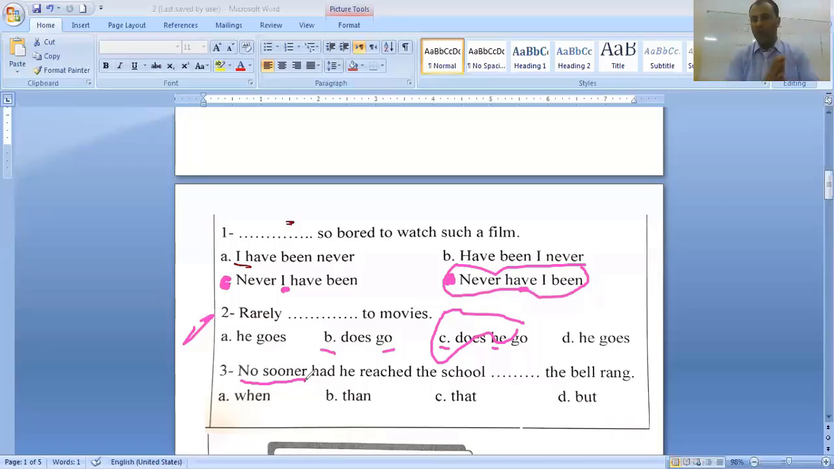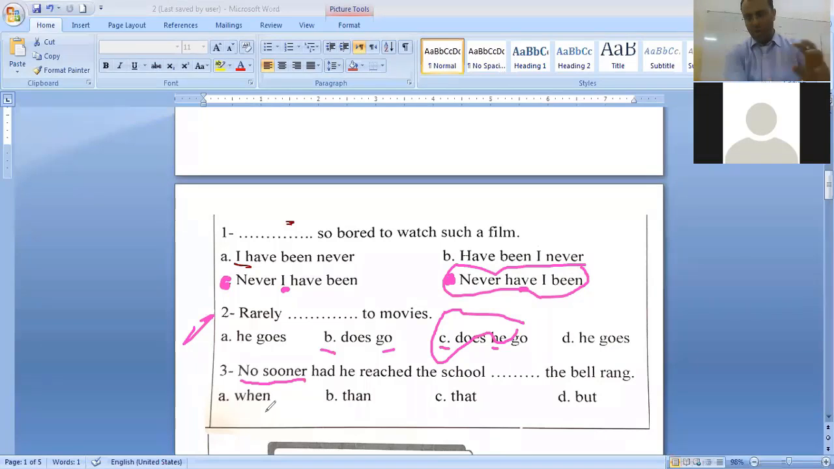Here we have no sooner. No sooner is a paired conjunction. It has two parts, no sooner in the first sentence, and then we have another word in the second sentence. What is the second part of this connector? No sooner when, or no sooner than, or that, or but. If you know the answer, please raise your hand or just write it in the chat box. No sooner than. Again, Khalid, thank you. Okay.